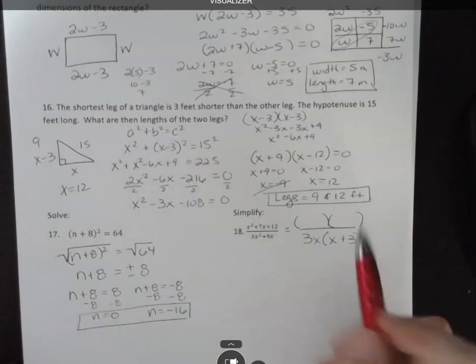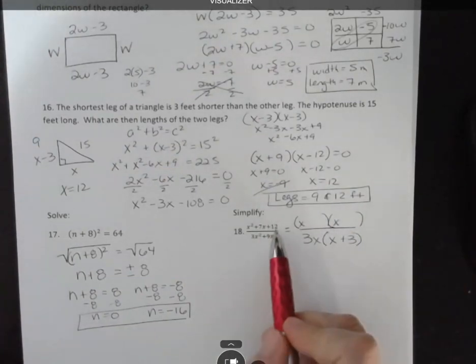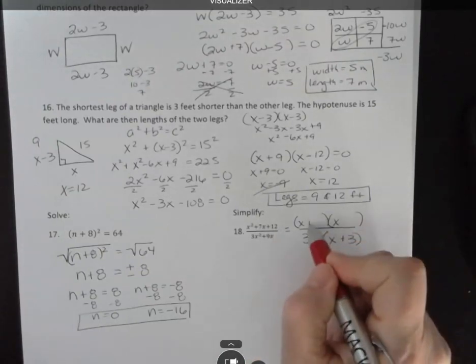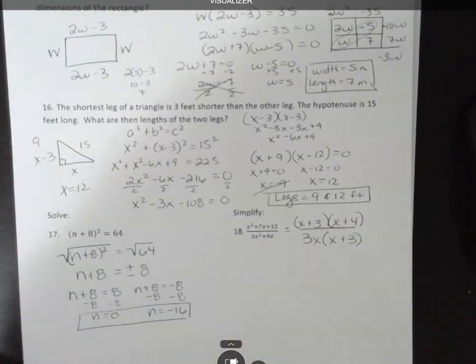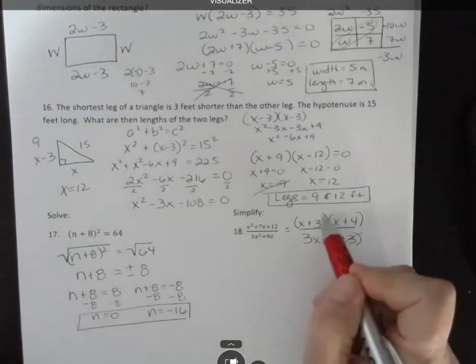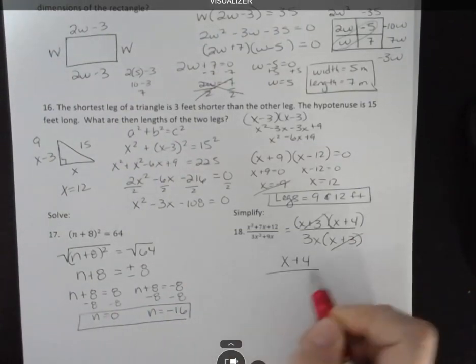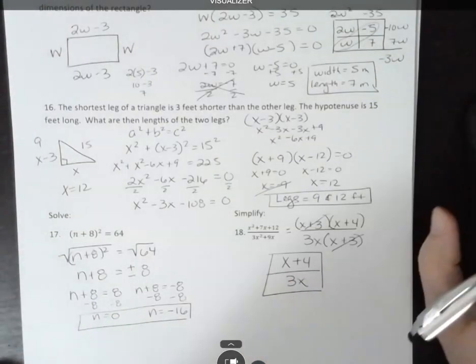And then up here, use the box method if you need it, but you might be able to see 3 times 4 is 12 and 3 plus 4 is 7. So it looks like plus 3 and plus 4, because everything in there is pluses. Now that you've factored everything, cancel what you have in common, and you would be left with x plus 4 over 3x. That is the simplified version of that.